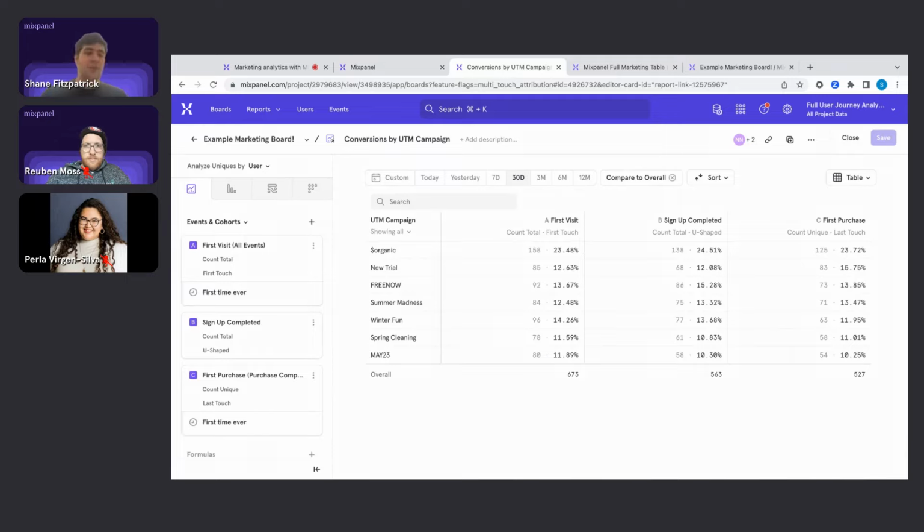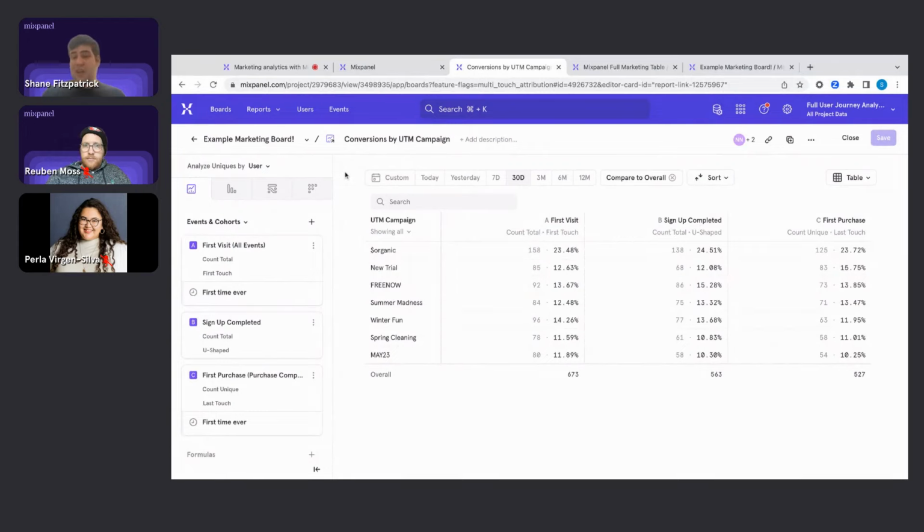Just to orient yourself, I've selected 3 key events over here: the first visit a user has, when they complete a sign up, and when they purchase for the first time. These are, I'd say, 3 key common touch points in a generic product. We're breaking this down in a table by UTM campaign, aka UTM parameters that are passed through in the URL when a user visits a site. In this case, what campaign that we ran are they coming from? And what percentage of the conversion for each of these touch points is distributed across these campaigns?